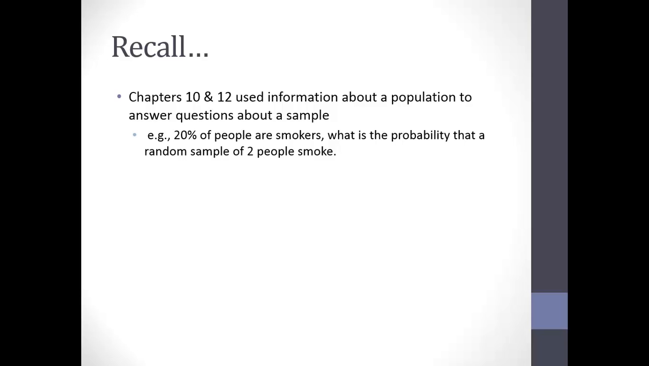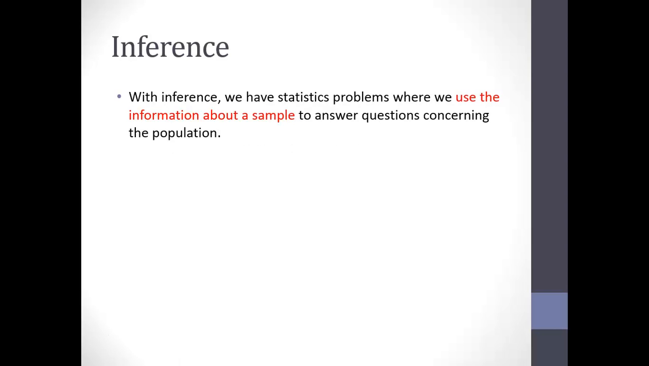So back in chapters 10 and 12, when we were looking at probability, which you guys are doing now, we used information about a population to answer questions about our sample. We were told something like, if 20% of all people are smokers, what's the probability that in a random sample of 2 people we get both of them smokers? Now we want to go the other way around, right? Like we did in chapter 14, we're again going to use information from our sample to answer questions about the population.